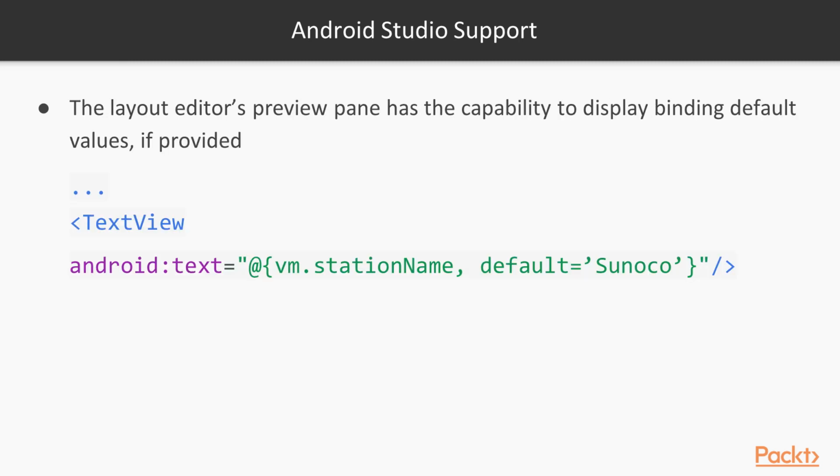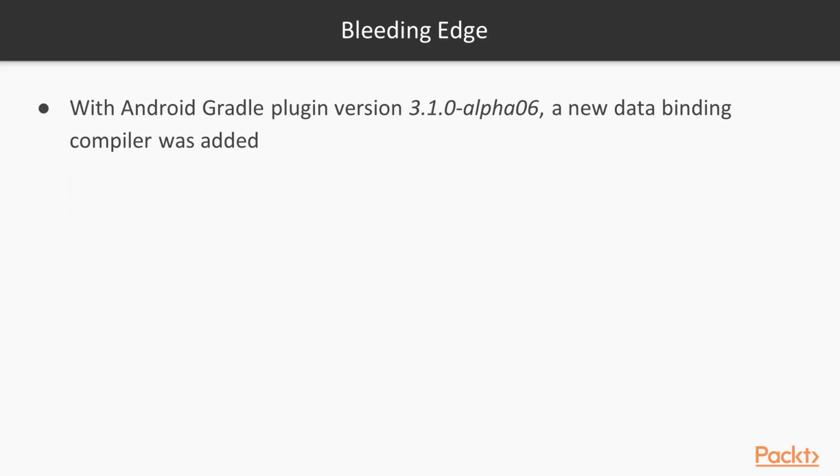Lastly, in the preview pane, you can actually see a default value for your data binding expressions, because by default, the compiler can't render the values that you reference inside of your XML code through data binding. So you can provide a default value and it'll show up in the preview pane. For example, here with the text view that references the station name field on a VM object, the default value will be Sunoco when you're viewing in the preview pane. But when you're running the code on a live device, if VM is not null, it'll use the station name value.